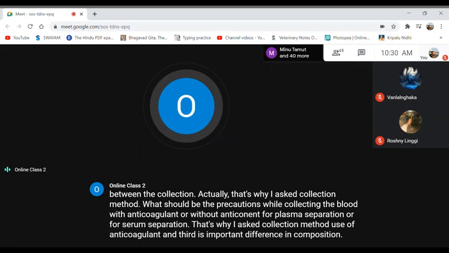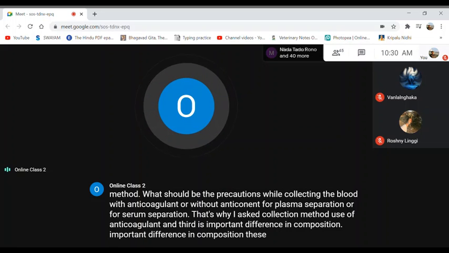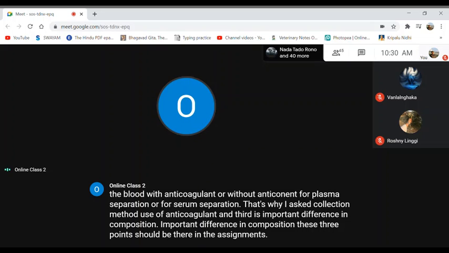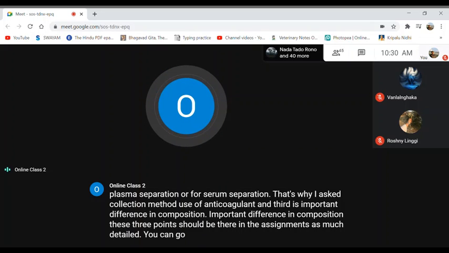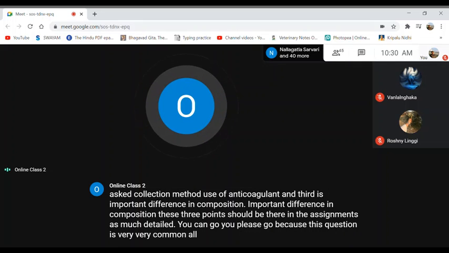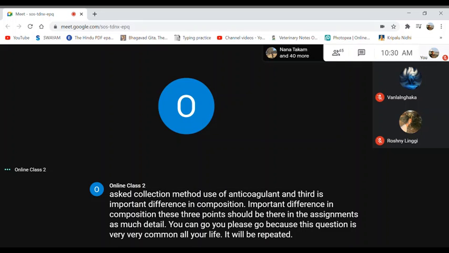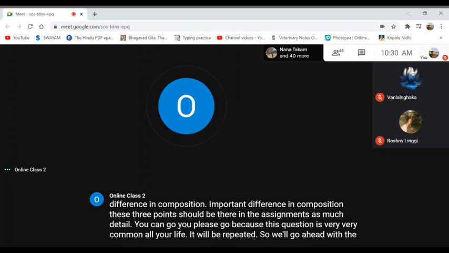These 3 points should be there in the assignment. Go into as much detail as you can, because this question is very, very common. All your life it will be repeated. So we go ahead with the anticoagulants.